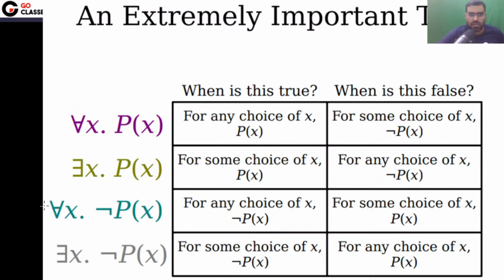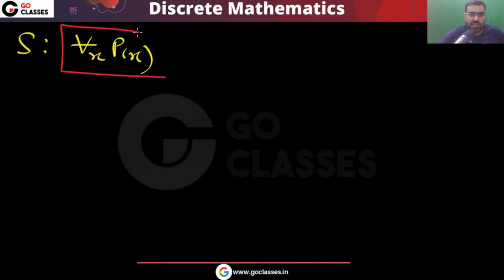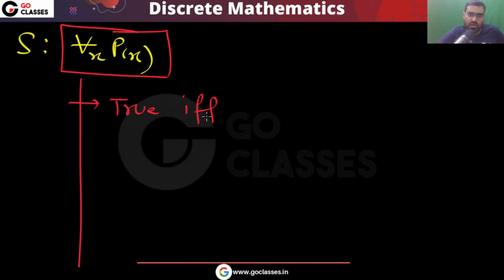Now let's move on. Now, something very important I want to tell you. You tell me when this will be false. Consider this statement S, which is for all x, p(x). You tell me when this will be true. True if and only if. When this will be true, you tell me.